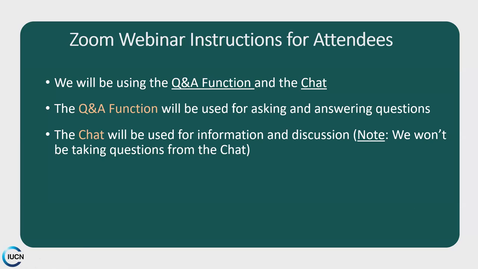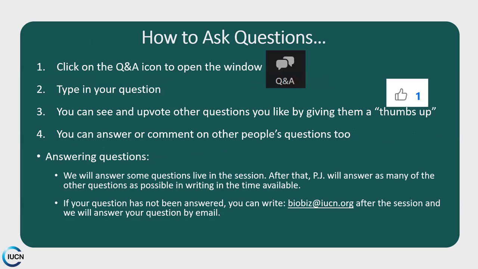Giulia, if you can go to the next slide. So how to ask questions. Zoom webinar has a particular Q&A function, and we've enabled the ability for you to see all of the questions that the participants are asking. So you need to click on the Q&A icon, which you find at the bottom of your screen, most screens anyways. That opens a window where you can type in your question.